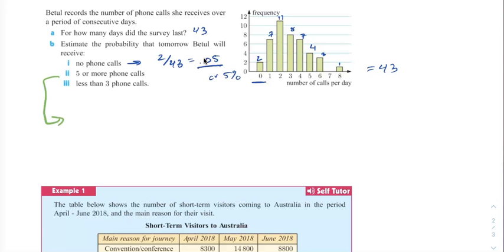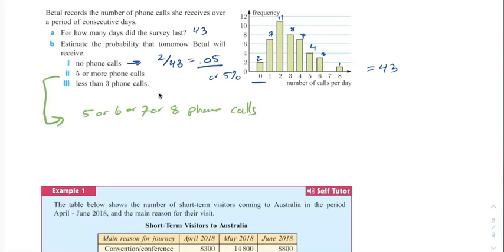Part 2, 5 or more phone calls. Now this is interesting. It's 5 or more. So she got 5 phone calls 4 times, but it says or more. So that means 5 phone calls, or 6, or 7, or 8 phone calls.